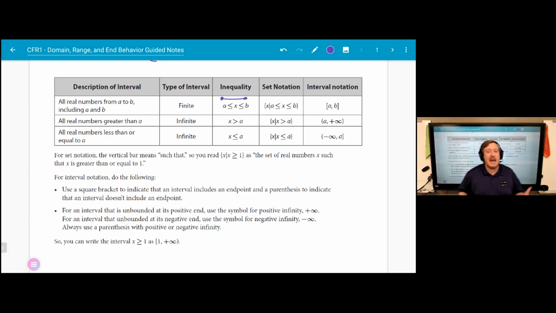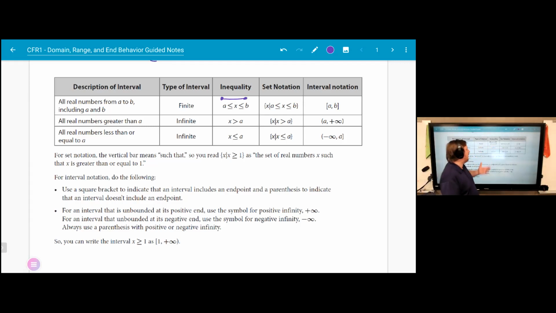Now, finite, it could have been open on both ends or open on one end and closed on the other. It's just a finite interval. It goes between 2 values, okay? And when we do that, we've got this inequality we write it out as.